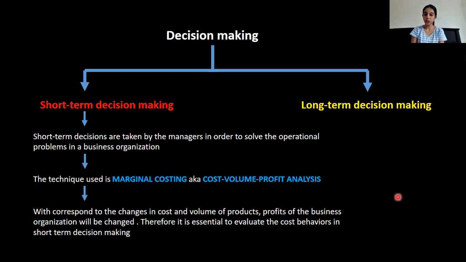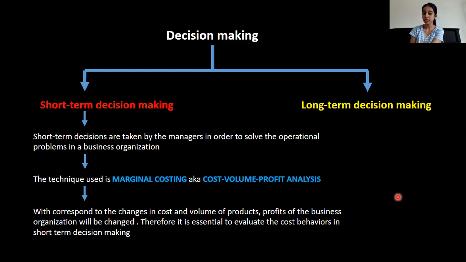The technique used in short-term decision making is marginal costing, which we also call cost volume profit analysis. This term consists of three subsections: cost, volume, and profit, and each of these elements is interrelated. Now, why do I say this? With changes in cost and volume of products, the profits of the business organization will change. When we change our production volume, it will automatically change our costs, and it will ultimately change our profits as well.